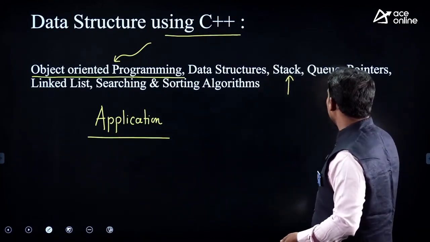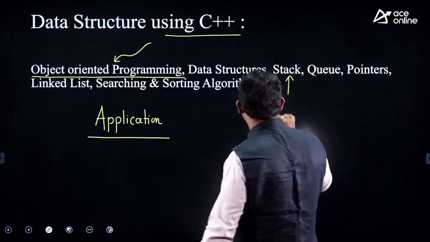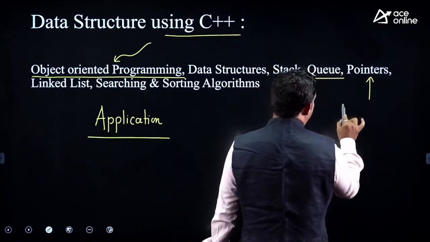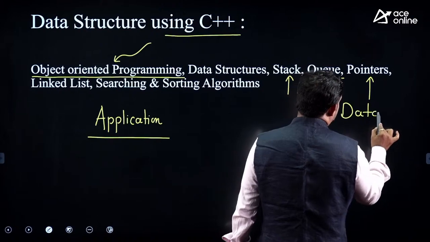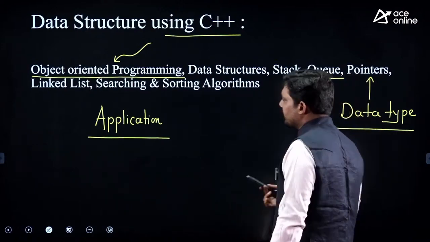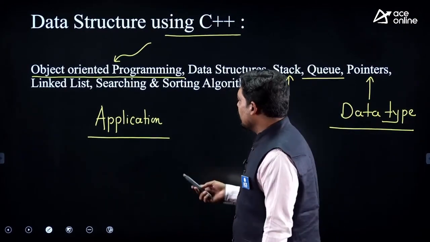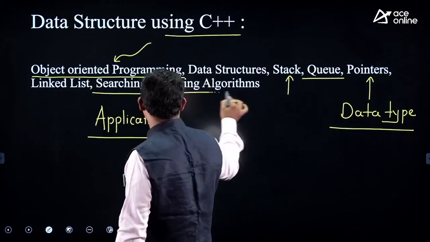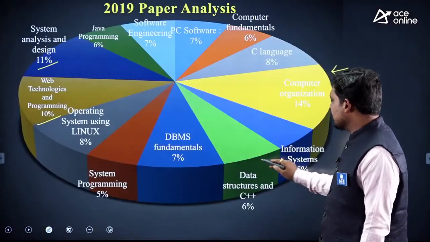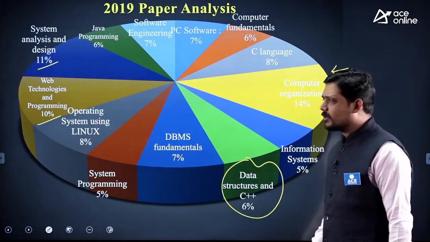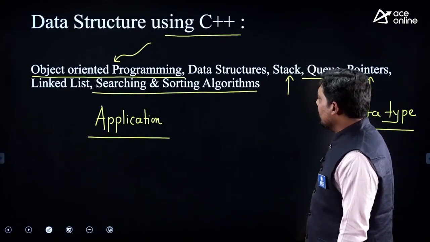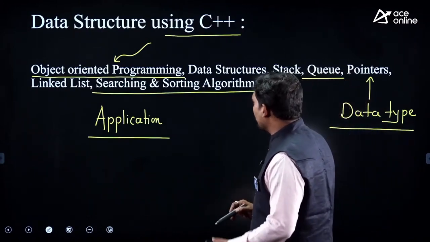In the data structure part, there are stack, queue, pointer, linked list. There is a stack, queue, and pointer is not a data structure. Pointer is basically a data type, and specifically in C and C++ we have pointers available. Then searching and sorting algorithms. So it is a very small syllabus, and that's why in the weightage also we can see the number of questions is only 6%, and the syllabus is very small.